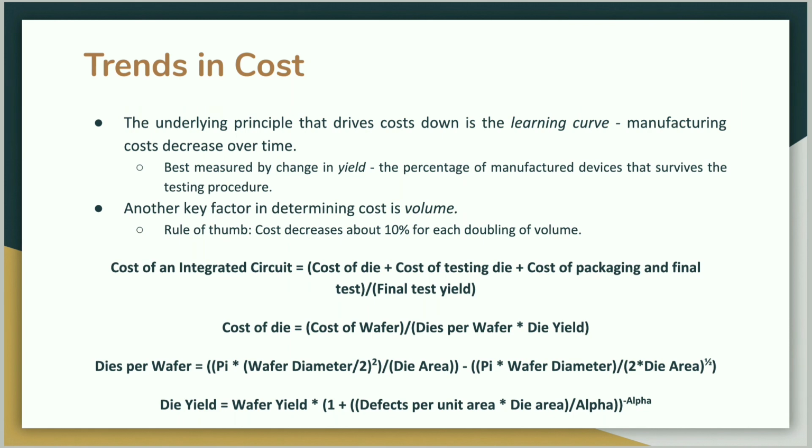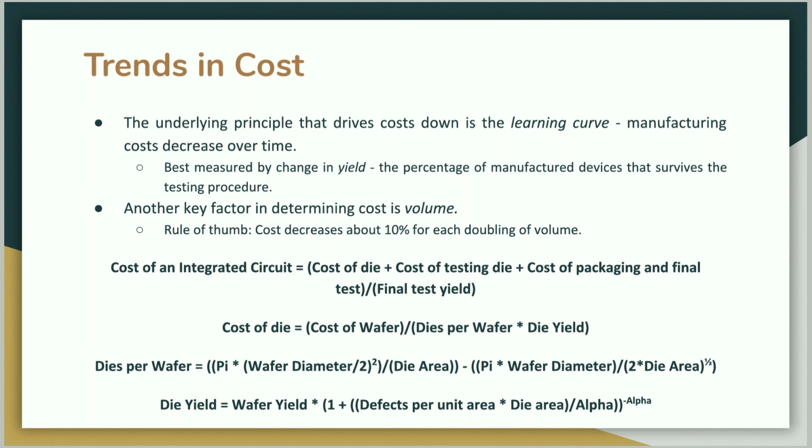Talking about the trends in cost, the underlying principle that drives costs down is the learning curve. That is, the manufacturing cost decrease over time. So the trend in cost or the learning curve for cost is best measured by the change in yield. Yield is nothing but the percentage of manufactured devices that survives the testing procedure. Another key factor in determining cost is volume. Here the rule of thumb that is followed is cost decreases about 10% for each doubling of volume.